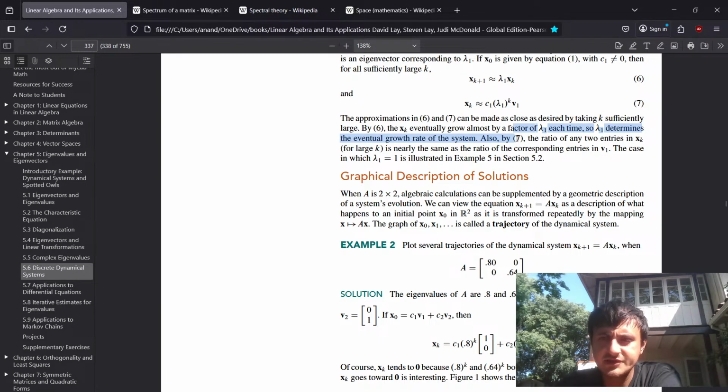Lambda 1 eventually determines the eventual growth rate of the system. And by 7, the ratio of any two entries in x_k is nearly the same as the ratio of the corresponding entries of v1.